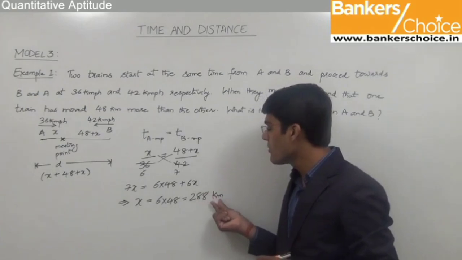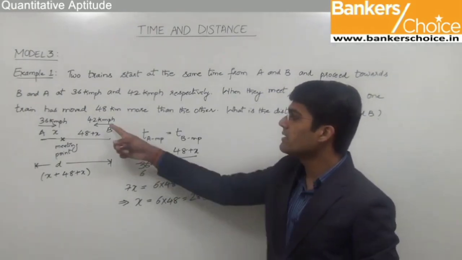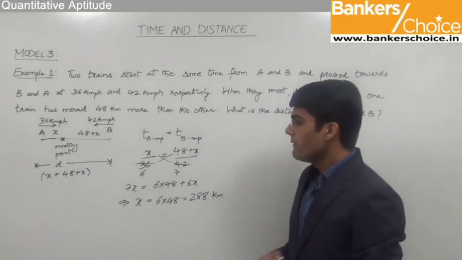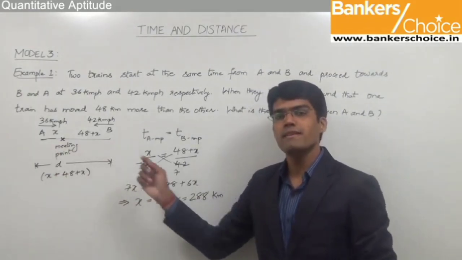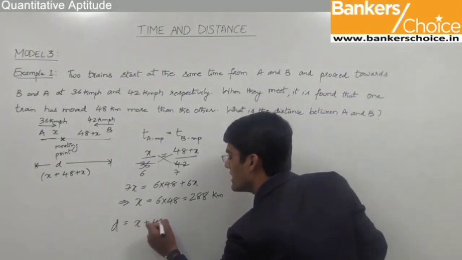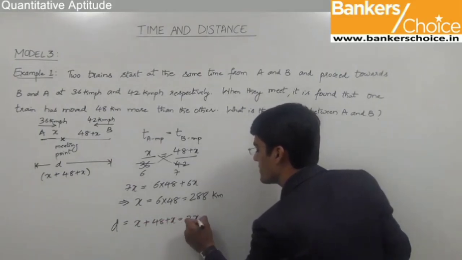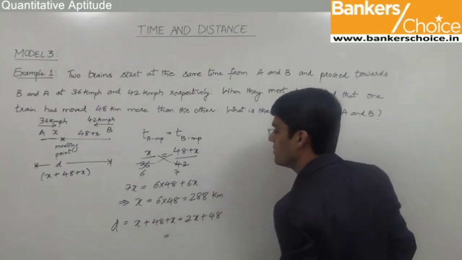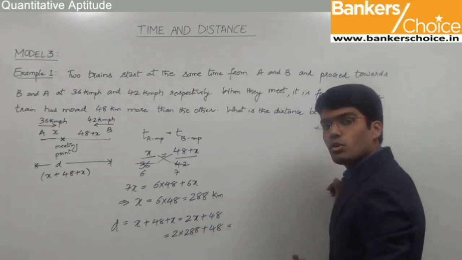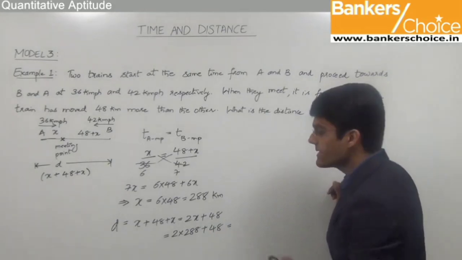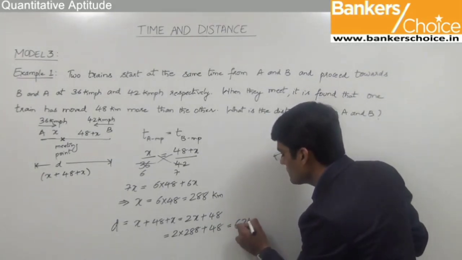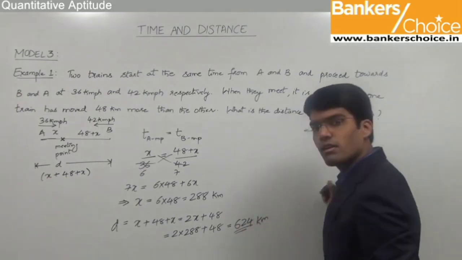Remember friends, we are taking kilometers because the speeds here are given in kilometers per hour. So whatever distance we get should be taken in kilometers. We have to find the total distance between the 2 points A and B. So the total distance D can be taken as x plus 48 plus x, that is nothing but 2x plus 48. So this will be 2 into 288 plus 48. 2 into 288 is 576, and 576 plus 48 is 624. So the total distance here is 624 kilometers.